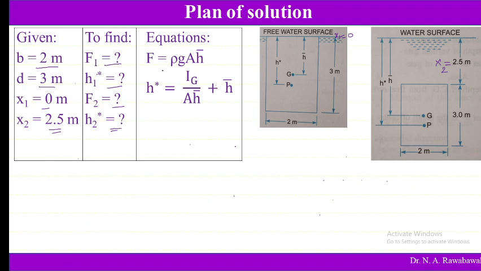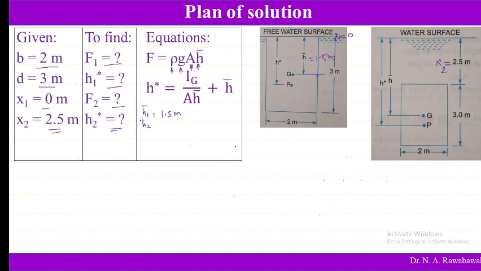So now in the first case, what we have to find out? Force. To find out force, we must use this equation, rho g A h bar. So h bar can be known. In the first case we call it h1 bar. In the case of the first, h1 bar is 1.5 meter. How 1.5 meter? This total distance is 3 meters and the center of gravity is at a distance of 1.5 meter from the free surface, because it is half of the total distance of 3 meter. For a rectangle, the center of gravity is at a distance of half of its depth. Therefore it is 1.5 meter.